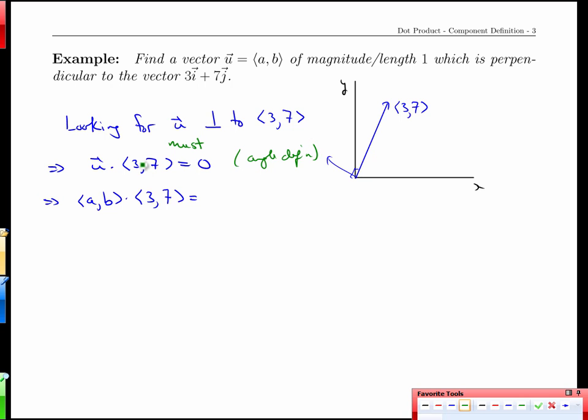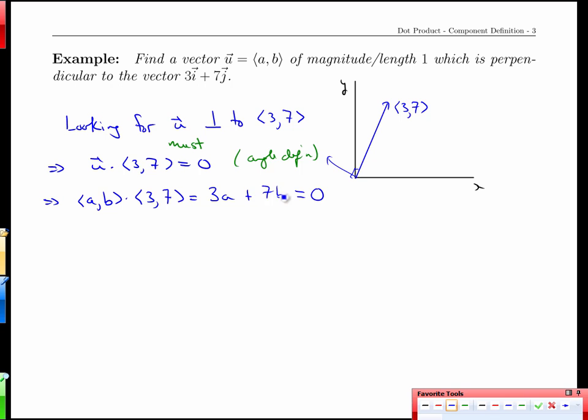Two vectors are perpendicular if their dot product is 0, and then we say what is the actual value of that dot product using the components. Well, it'll be 3a's plus 7b's. And we want that now to equal 0.